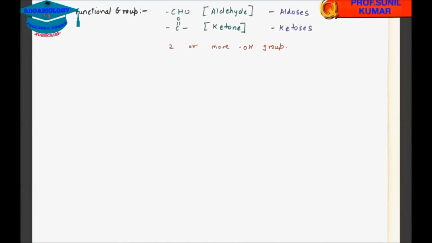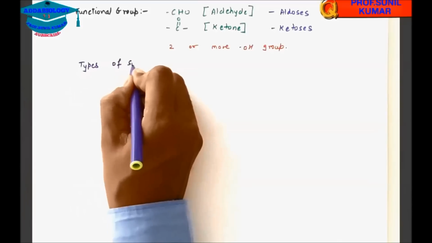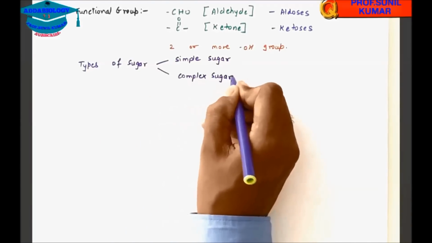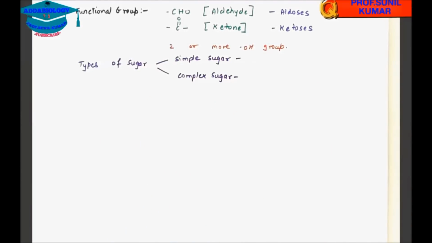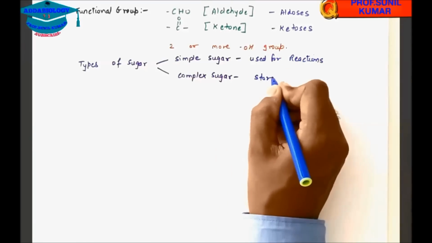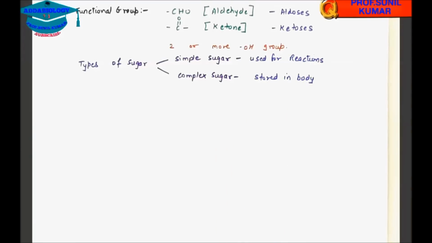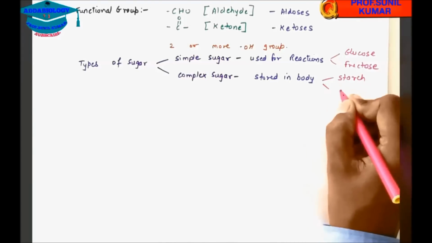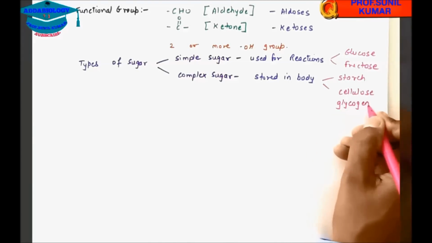There are two types of sugar, basically simple sugar and complex sugar. Simple sugars are used for reactions. Complex sugars are always stored in the body. Used for reactions, we have examples like glucose and fructose. Stored in the body, starch, cellulose and glycogen.